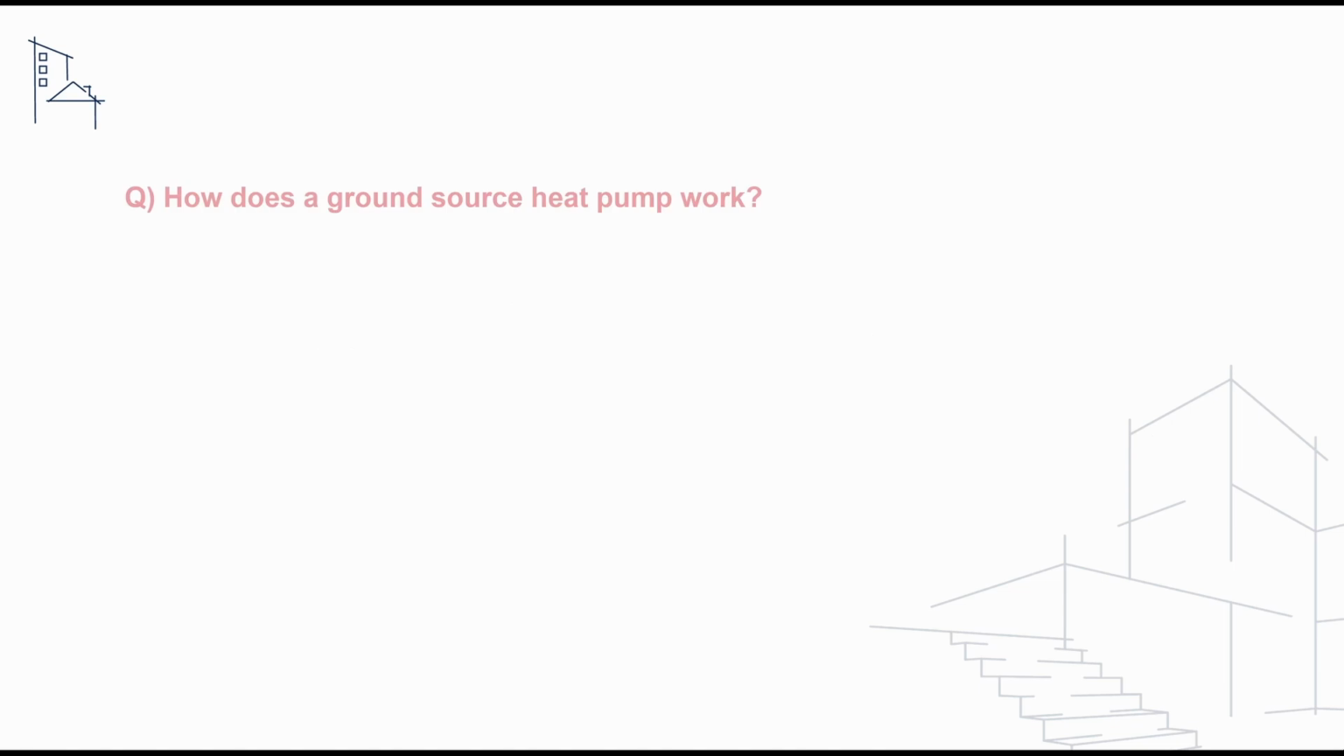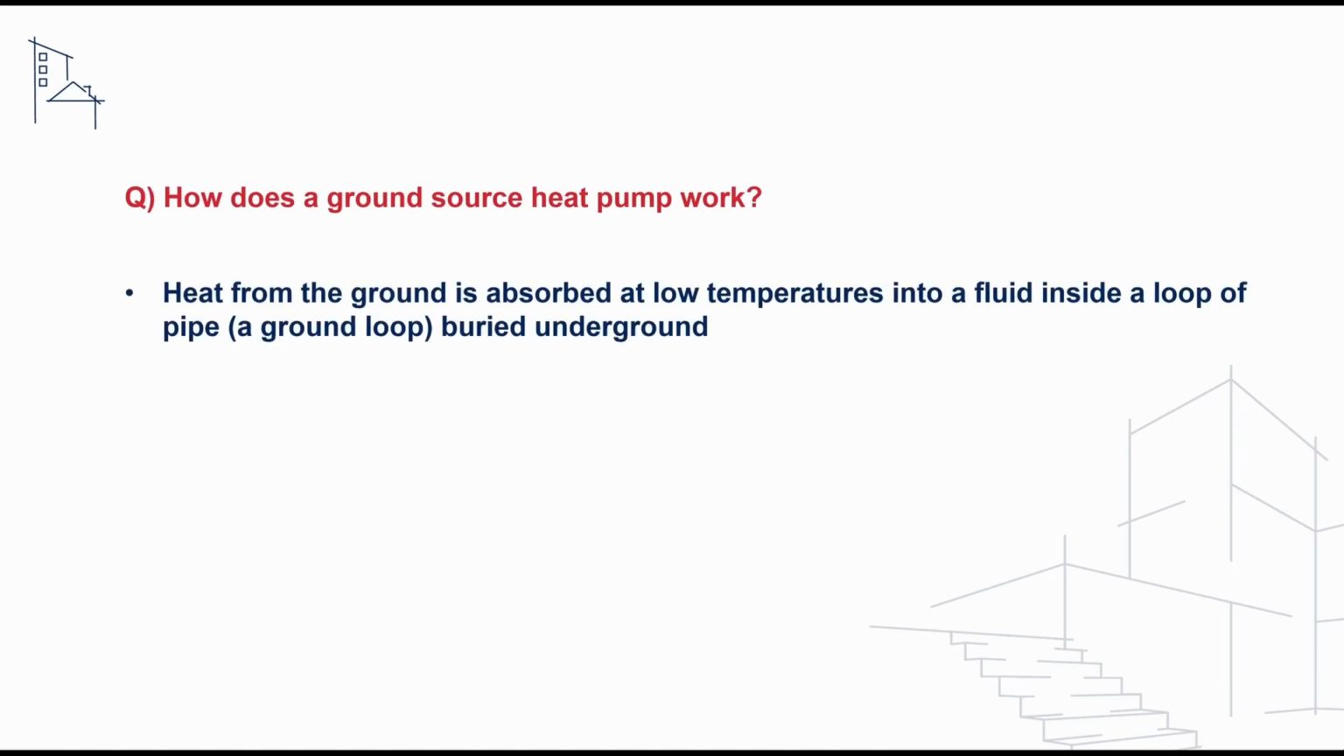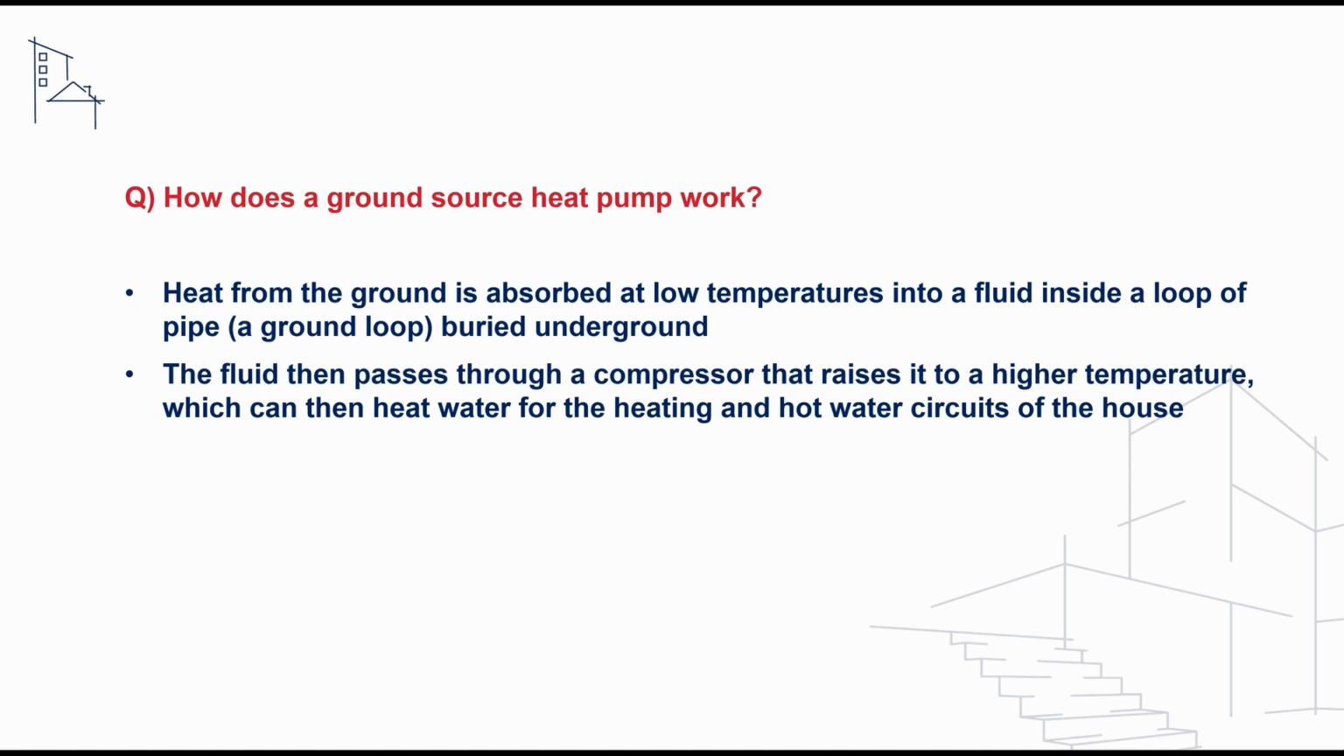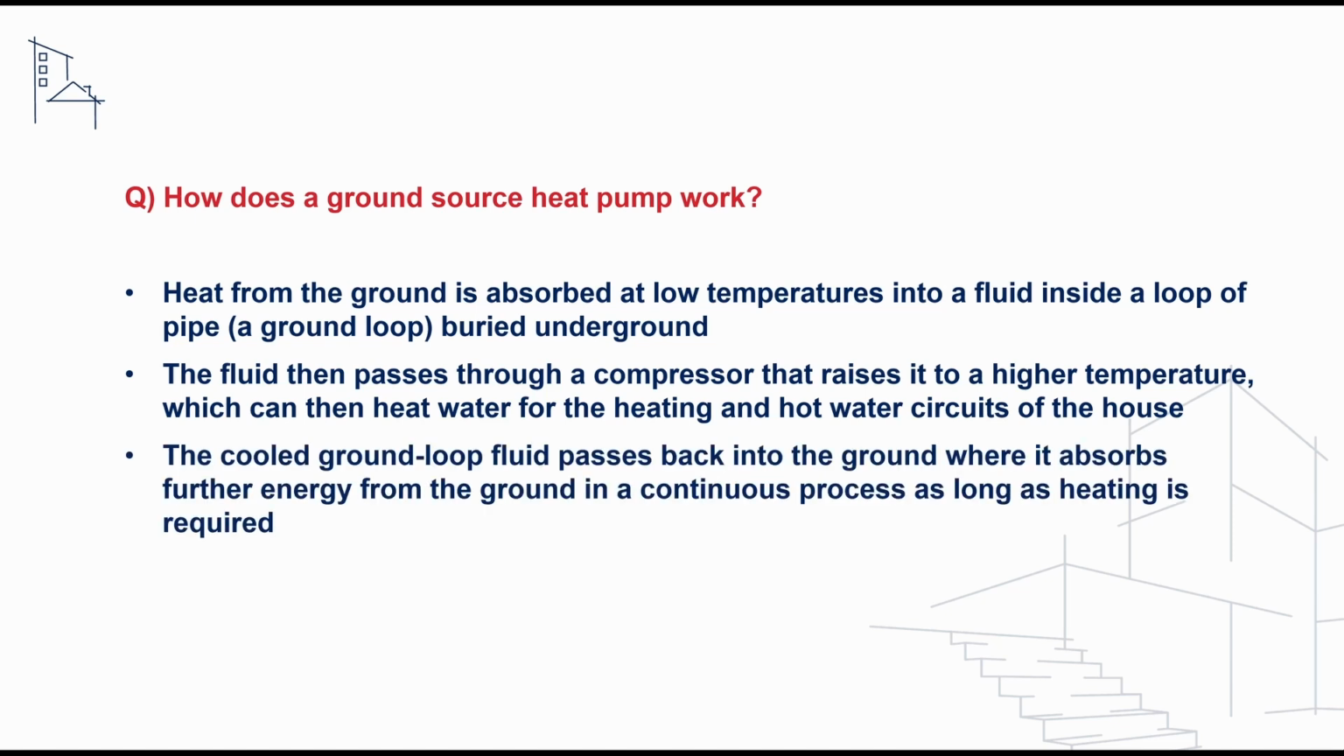building. The next question we'll take a look at is how does a ground source heat pump work? And to address this, we can say that heat from the ground is absorbed at low temperature into a fluid inside of a loop or pipe buried underground. The fluid then passes through a compressor that raises it to a high temperature, which can then heat water for the heating and hot water circuits of the building. The cooled ground loop fluid passes back into the ground where it absorbs further energy from the ground in a continuous process as long as heating is required.